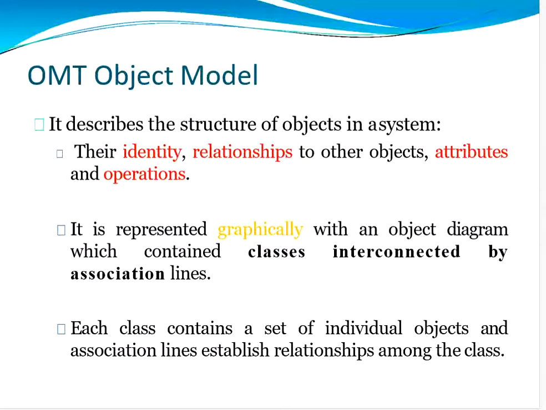Whenever we want to represent this object model, we generally use the object diagram. The object diagram contains the classes which are interconnected by association lines, and each class represents a set of individual objects. The association lines establish the relationship among the classes, and each association line represents a set of links from the objects of one class to the objects of another class. Okay, so this is about the object model.